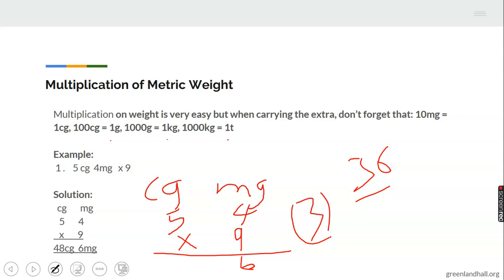45. So 45 plus 3 will give us what? 48. So that we have 48 cg and 6 mg. That's what we have here. 46 cg, 48 cg and 6 mg. Are we good to go? Can we go to the next slide?